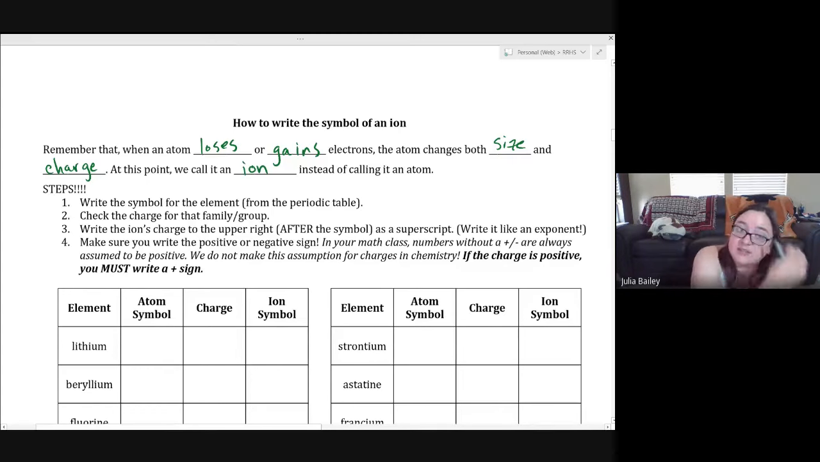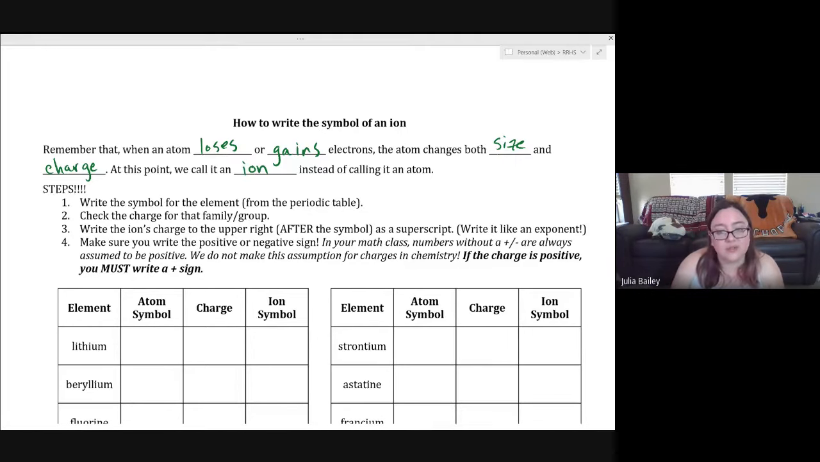To write an ion symbol, there are some steps. First, you write the symbol for the element from the periodic table. Then you check the charge for that family or group. You write the ion's charge to the upper right after the symbol as a superscript. So it ends up looking like an exponent. But you do have to write the positive or negative sign.